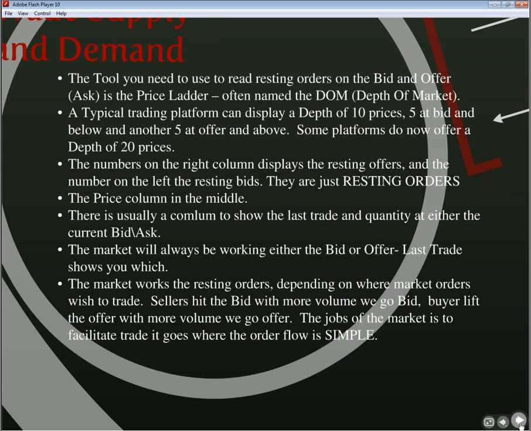A typical trading platform can display a depth of 10 prices, 5 at the bid and below, and 5 at the offer and above. Some people will call this tiers. Five tiers below the current bid, and 5 tiers above the current ask. Now, some platforms do offer a depth of 20 prices, so you'll have the inside bid and ask, and then you see 10 prices below the current bid and 10 prices above the current offer.